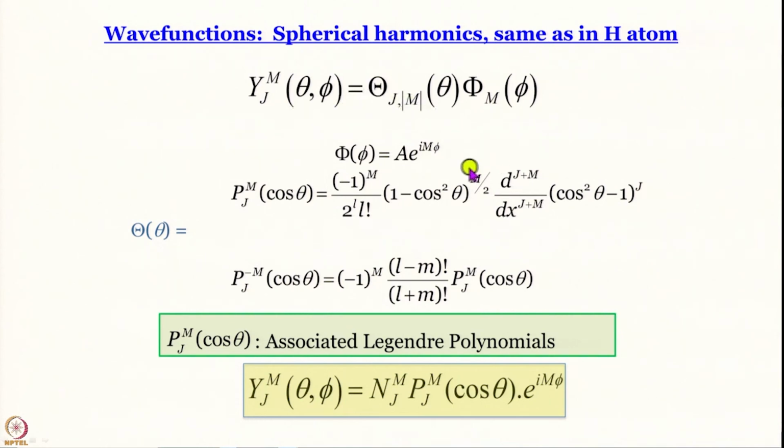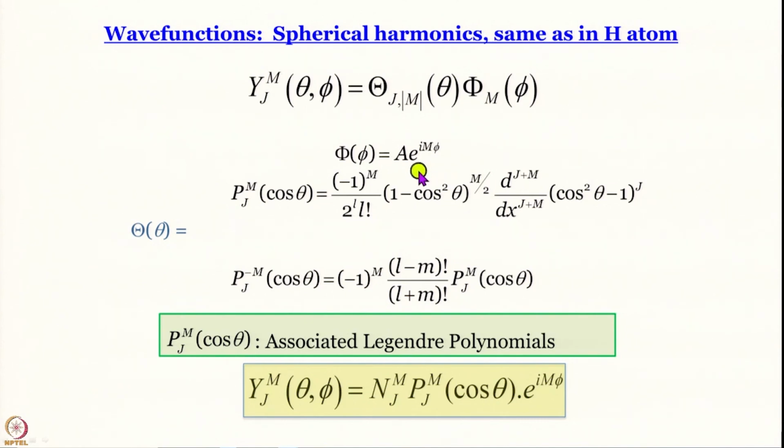This capital M is something that arises out of the solution of the phi dependent part of the equation. Remember, capital Phi turned out to be A multiplied by e to the power i m phi. What is A? We will work it out in the assignments. What does M stand for? It stands for the z component of angular momentum. What are the allowed values? 0, plus minus 1, plus minus 2, and so on and so forth.